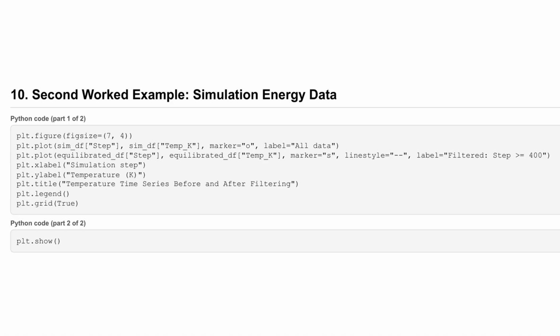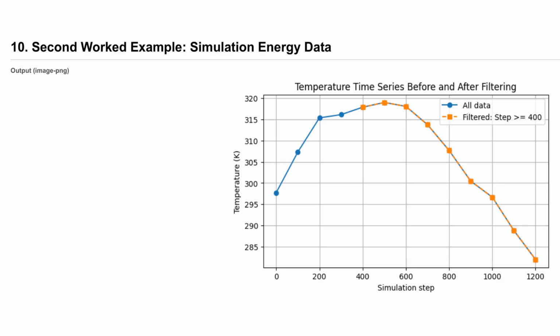To visualize the effect of our filtering, we write a script to plot the full raw temperature data overlaid with the filtered equilibrated data on the same axes. In the plot, the blue circles represent the entire data set, showing a sharp initial rise. The orange dashed line highlights our filtered subset, confirming we successfully isolated the data after the initial heating phase.